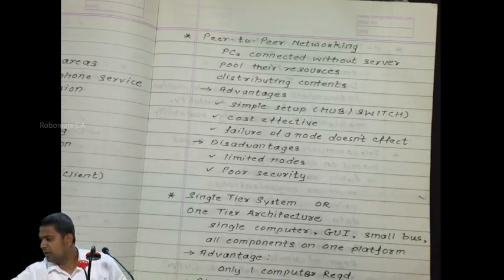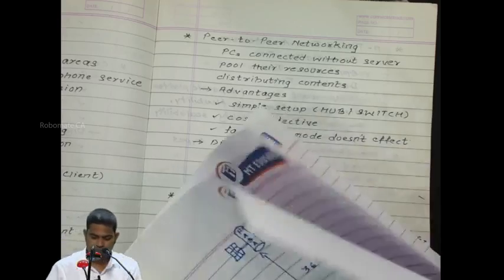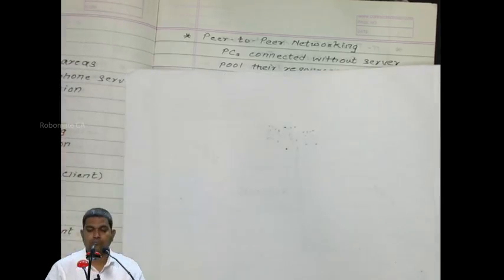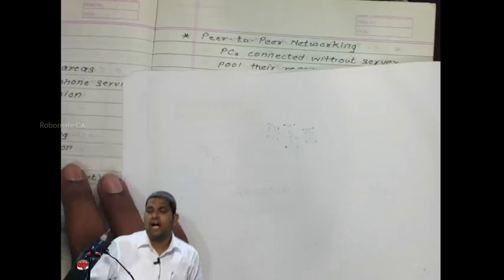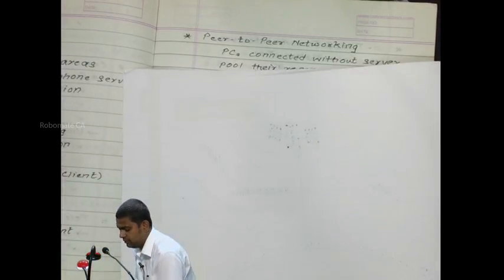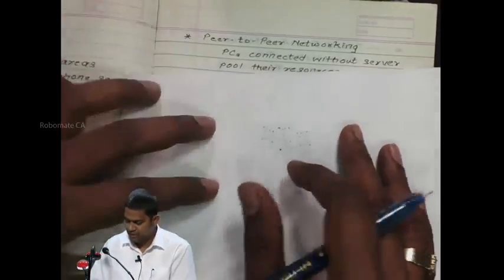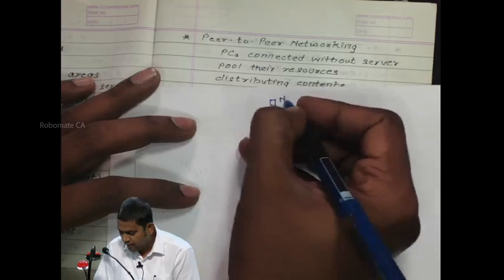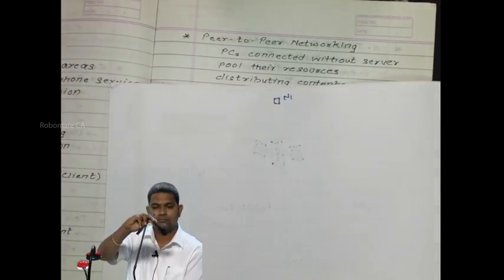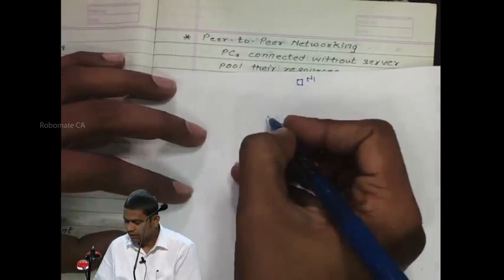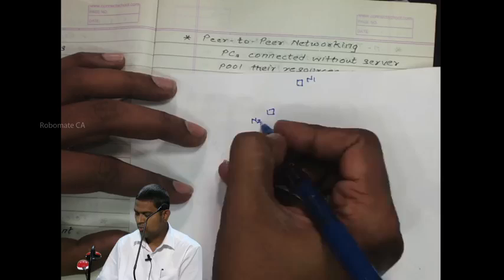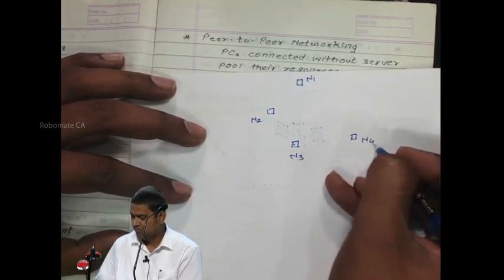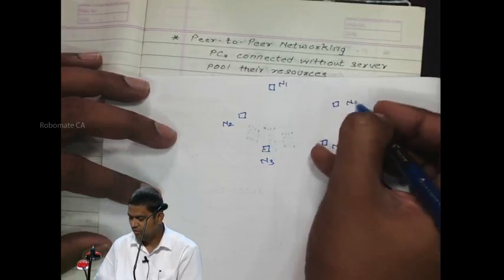And I'll give you a diagram for peer-to-peer networking. Please don't write, don't draw anything. I need to explain this. As we have said, there's no server. So check out. I will be having some nodes. This is node 1. This is node 2. Here we have node 3 and node 4 with node 5.